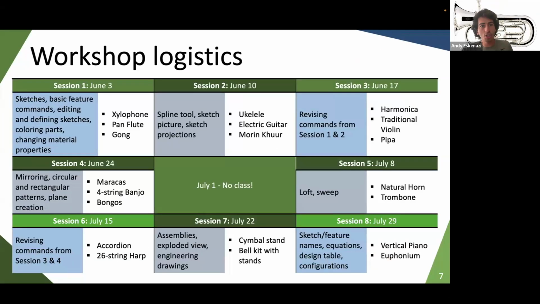So some of our logistics is that, well, today we're gonna start with the xylophone, the pan flute, and the gong, and we're gonna go over some of the very initial features, right? It's how to do sketches, how to create extrudes, some of the different features, how to edit different sketches, color parts. So some of the essential building blocks, and we're gonna continue refining some of those in session two, when we learn how to use the spline, how to bring pictures in and trace them. So very similar syllabus to things that you may have seen in the past.